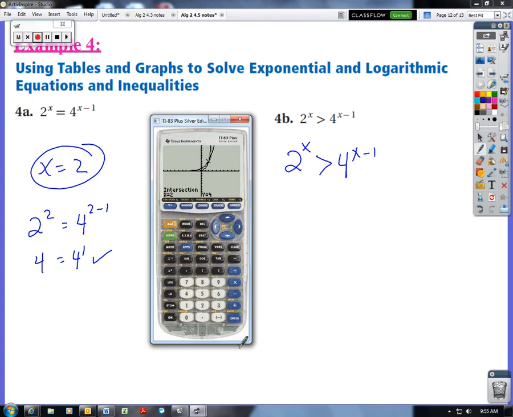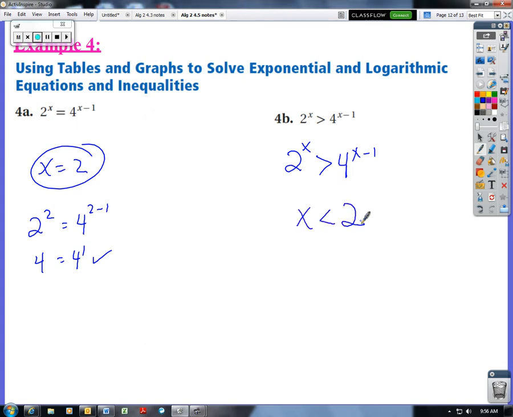Okay. I'm going to trace, and I'm going to just move along a little bit so I can see which curve is which. They want to know when the 2 to the x curve is bigger than the other one. And right now I'm on the 2 to the x curve, and where my cursor is, it's smaller. So it's going to be greater down here, when x is less than 2. And you can do a check. Pick a number less than 2. So 1. 2 to the 1, is that greater than 4 to the 1 minus 1? 2 to the 1 is 2. That's 4 to the 0, which is 1. So yes, that checks. And we're done.